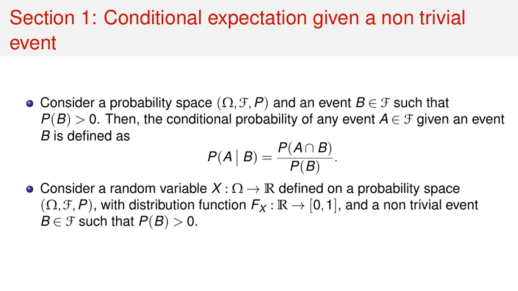Now let's bring in a random variable x, mapping from omega to the real numbers, defined on this same probability space with its distribution function f sub x mapping reals to the interval 0, 1. And again, we'll consider a non-trivial event b in script f, meaning the probability of b is positive.